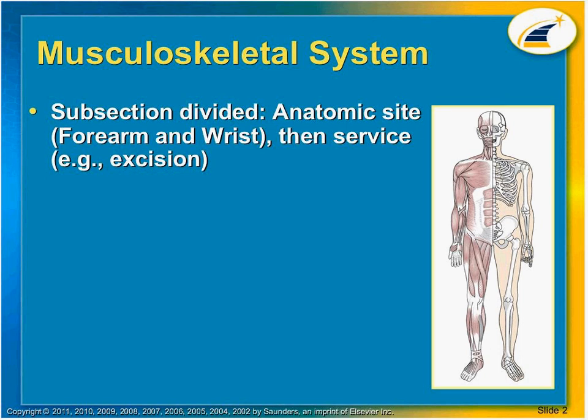So the subsections that you're going to run across are divided based on anatomic site, for instance, forearm and wrist, and then the service, for instance, incision, excision, introduction of removal, repair, revision, fracture, dislocations, arthrodesis, and amputation. So the subsections, again, reflect the anatomical site. Within each anatomical site, the subheadings continue to reflect the procedures performed.